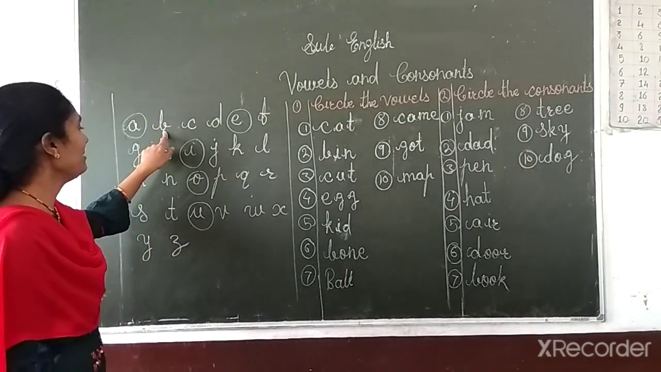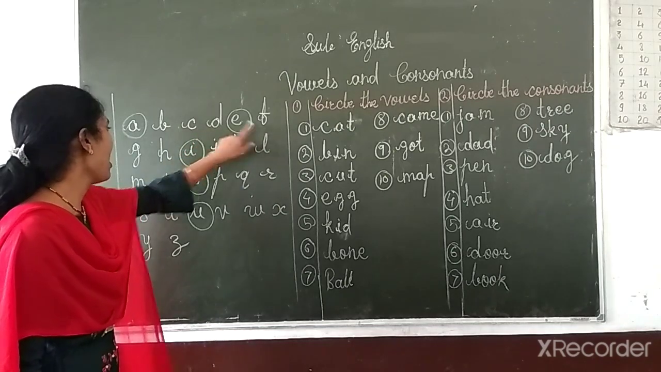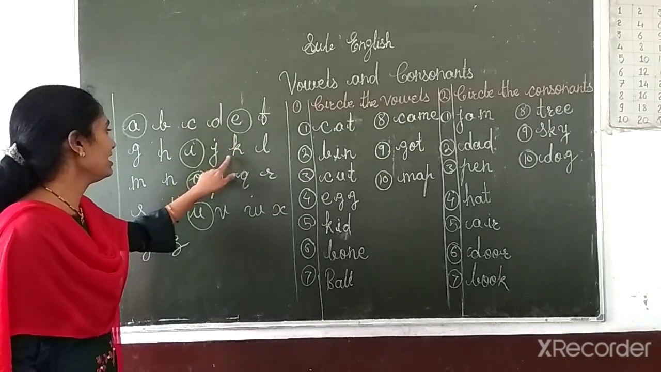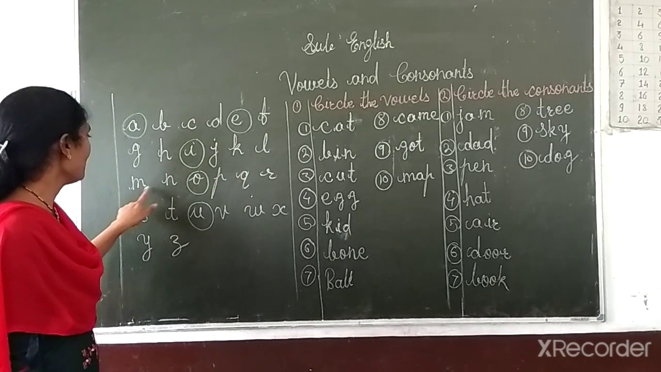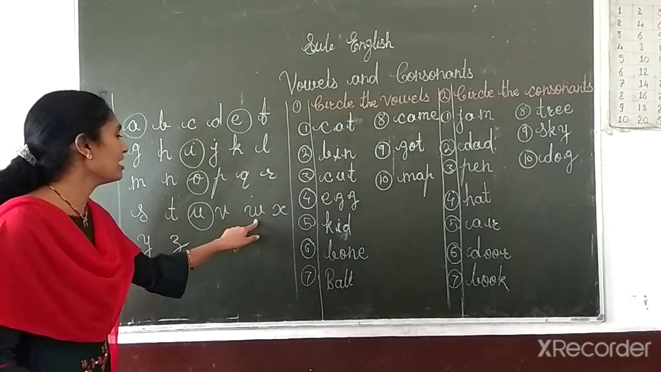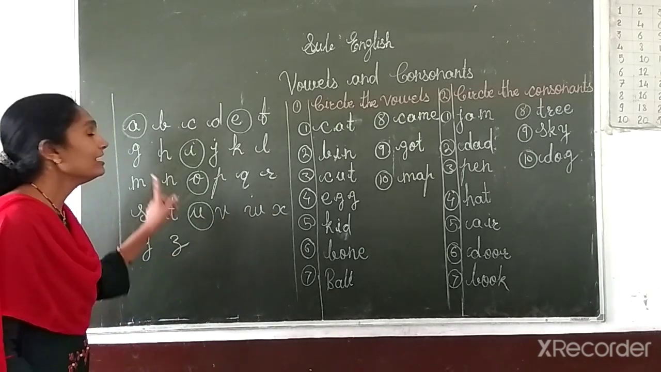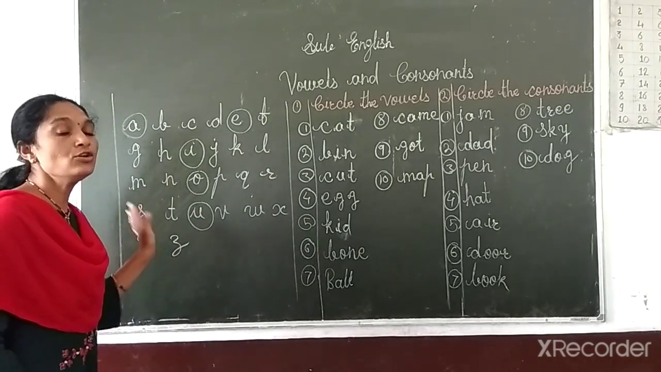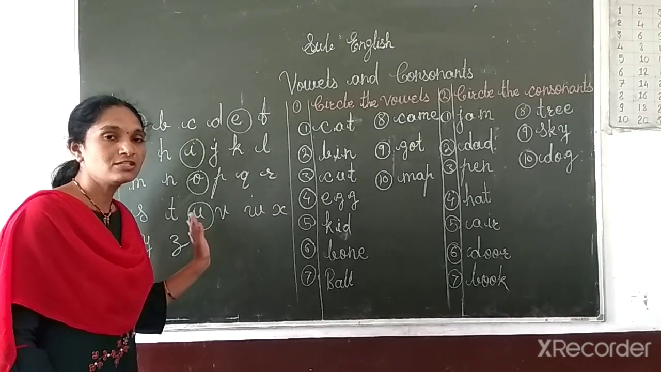And the remaining: B, C, D, F, G, H, J, K, L, then M, N, P, Q, R, S, T, V, W, X, Y, Z. These remaining 21 are known as the consonant sounds.